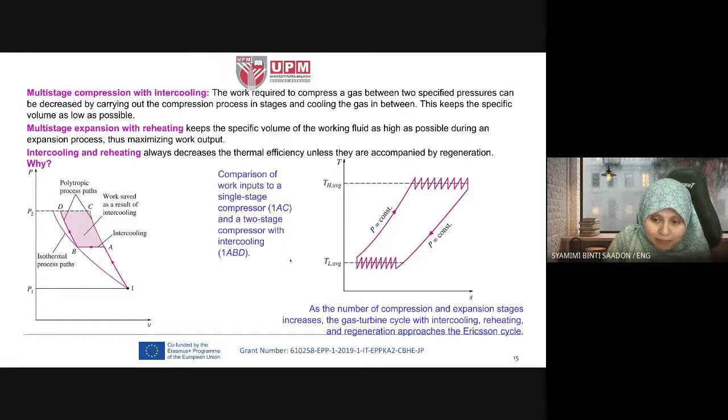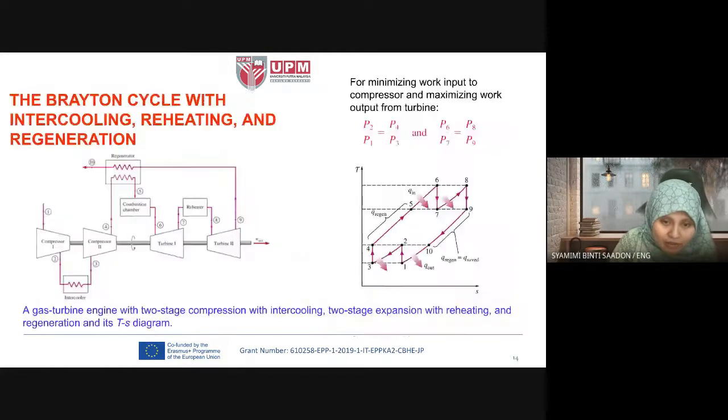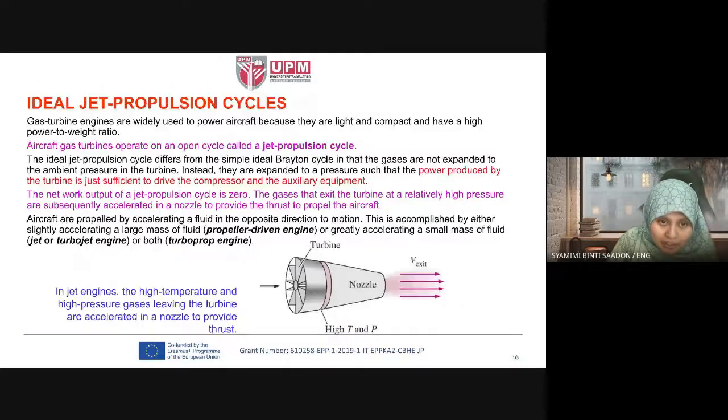Okay, so it resembles the Aerosol cycle. Okay, ideal jet propulsion cycles. So for the aircraft engine, now we look at the aircraft engine. An aircraft gas turbine operates on an open cycle, whereas just now all of this was closed cycle for a power plant, to produce electrical power, mechanical power, etc.